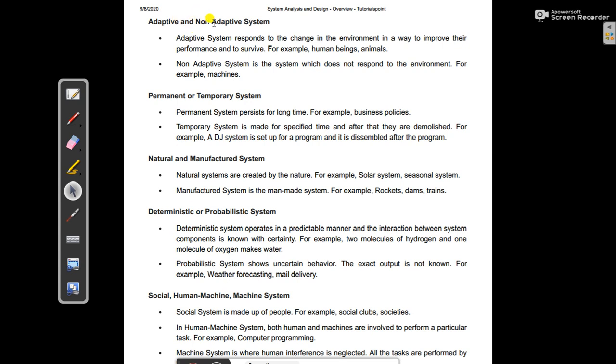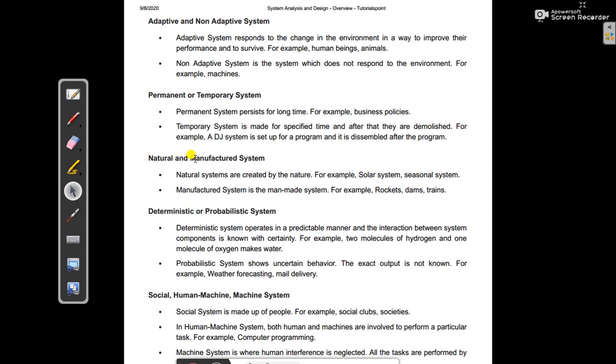There might be adaptive and non-adaptive systems. It also means the same thing: it might adapt to different conditions, to different responses, to different inputs, to different changes in the environment. It might be non-adaptive, meaning it will not adapt to the environment, it will not change anything, it will remain the same whatever the environment is. It might be a permanent or a temporary system.